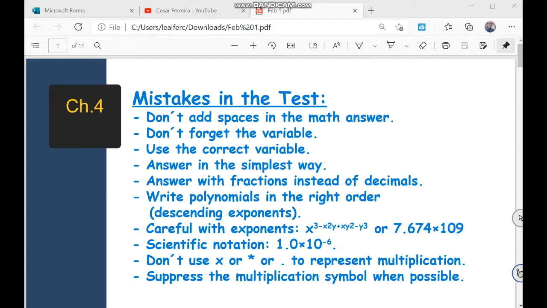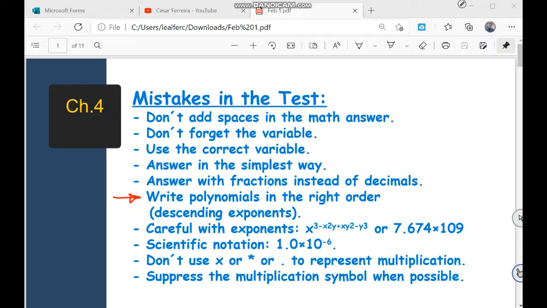Answer with fractions instead of decimals. Most of the questions I ask you to use fractions instead of decimals because, yes, we know that 3 over 2 is 1.5, right? But sometimes you have, instead of 3 over 2, you have 4 over 3. And this is hard to represent in a short decimal. That's the reason you just write the answer using the fraction, the simplest fraction that you can find, and just keep it as a fraction. Don't write as a decimal.